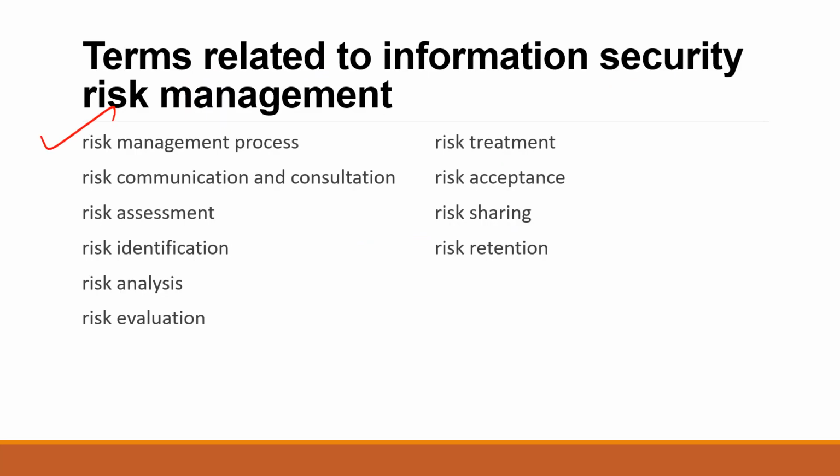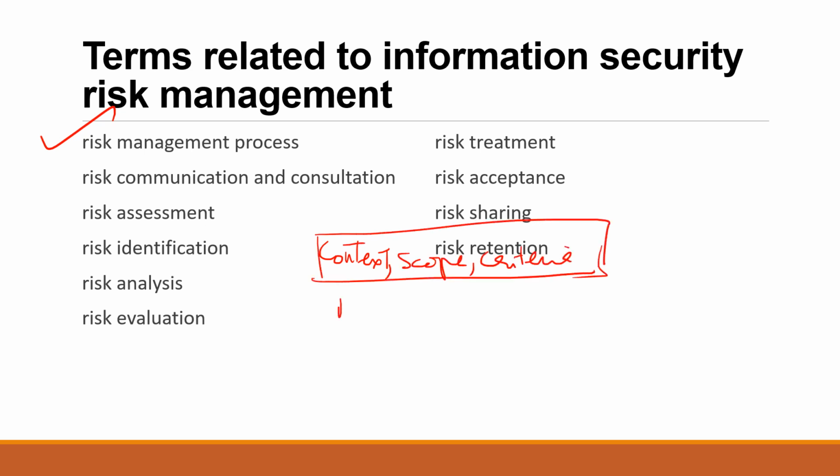We talked about the risk management process. If you remember the process we had designed, we said we will have context, scope, criteria. We had something like this block. Then we had risk assessment, and within the risk assessment we had risk identification, risk analysis, and risk evaluation.